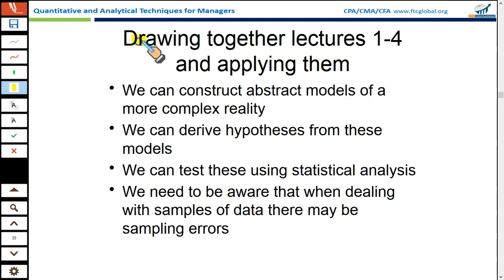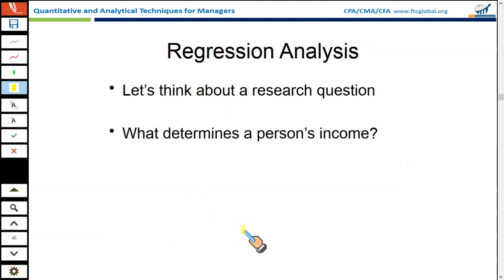Next, drawing together lectures 1 through 4 and applying them. As we've discussed earlier, we can construct abstract models of a more complex reality. We can derive hypotheses from these models. We can test these using statistical analysis. And we need to be aware that when dealing with samples of data, there may be sampling errors, which we've just done. Let's discuss and let's think of a research question.